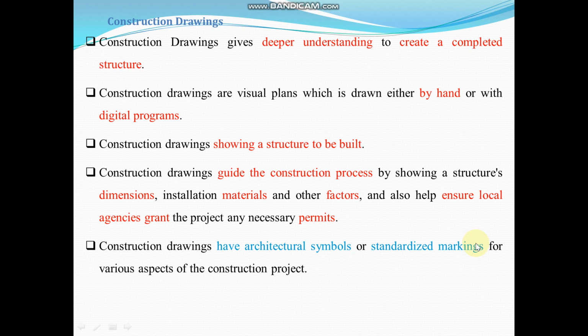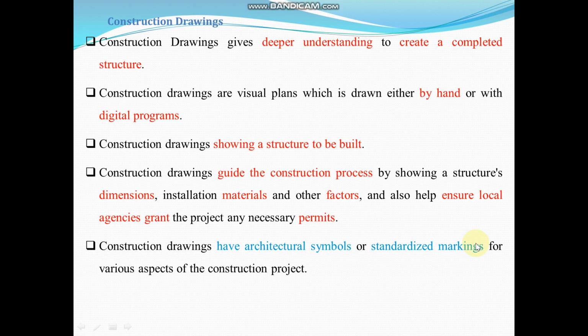Today's lesson is about construction drawing. In this lesson I will discuss construction drawing. What does construction drawing mean, first of all? Construction drawing gives a deeper understanding to create complete structures. Yes, it gives more detailed information for us to understand the buildings that will be constructed in the future.